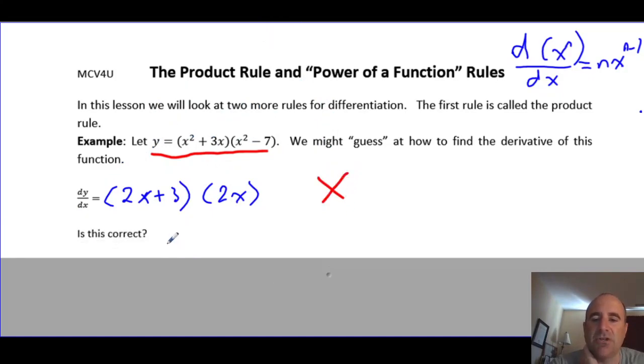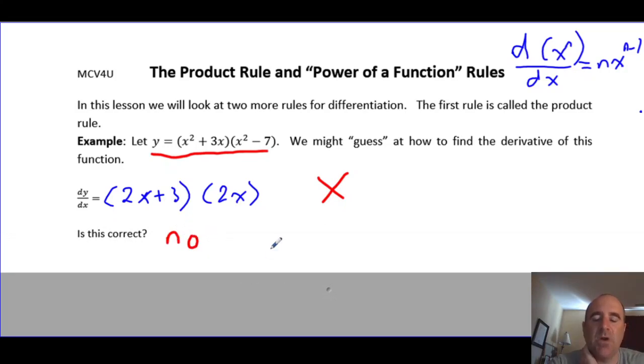So the answer to that question is a definite no. Why do we know that that is incorrect? Well, if you were to take this and simplify it, you would get a degree 4 function. If you take the derivative of a degree 4 function, you're going to get a cubic, or degree 3, function. And the first term, in fact, will be 4x to the power of 3. Well, look at what we got here. This is 4x squared plus 6x. That's not going to be the derivative of this. So it's incorrect. You can't just multiply derivatives together. The derivative of one function times the derivative of another function doesn't work. We need what's called the product rule.